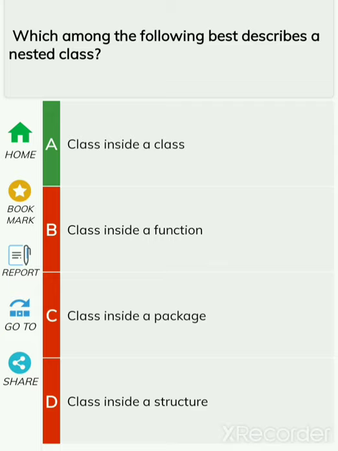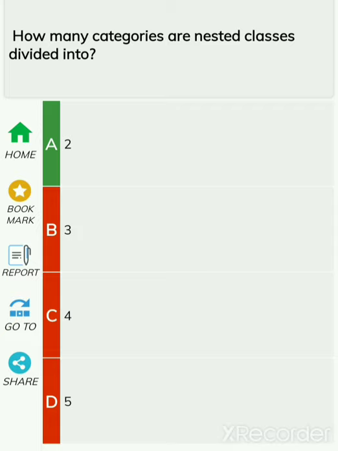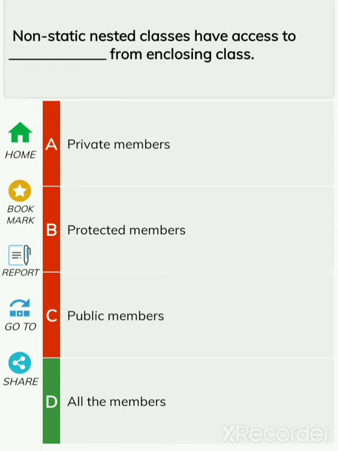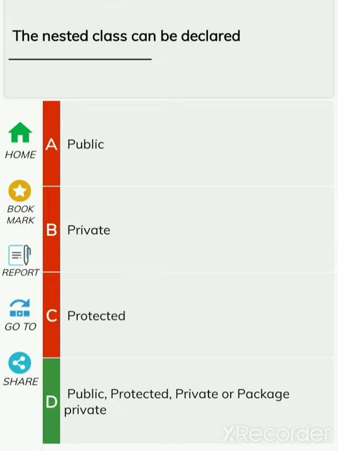Which among the following best describes a nested class? Class inside a class. Which feature of OOPS reduces the use of nested class? Inheritance. How many categories are nested classes divided into? 2. Non-static nested classes have access to all the members. Static nested class does not have access to any other members of the enclosing class. The nested class can be declared public, protected, private or package private.